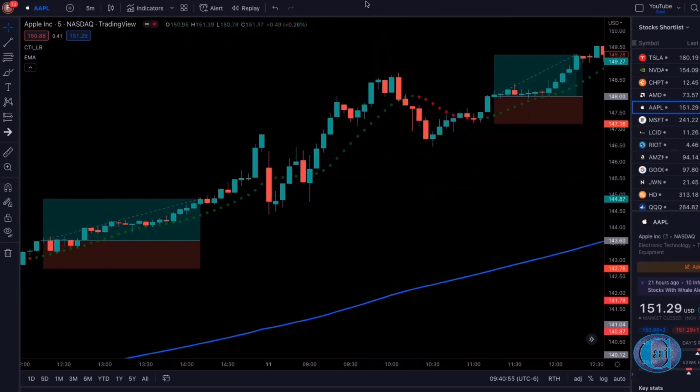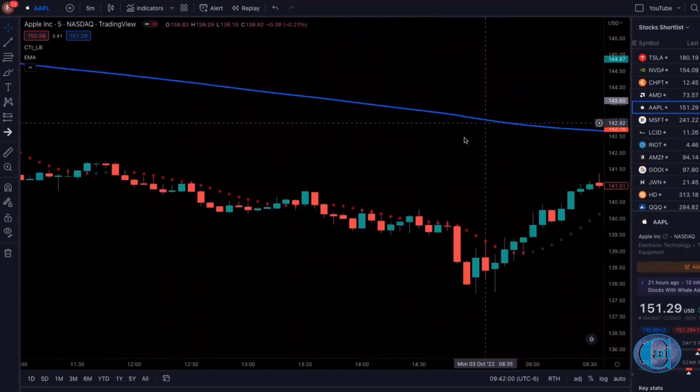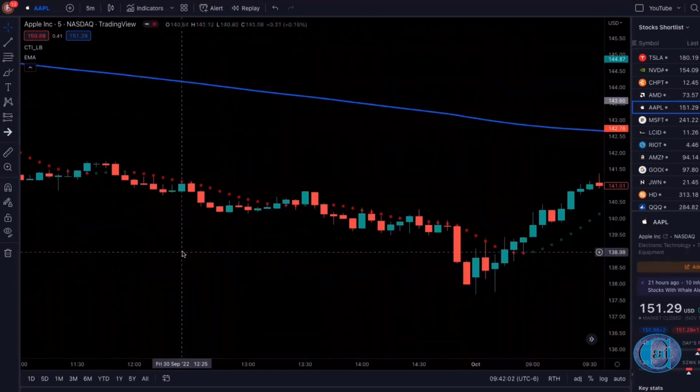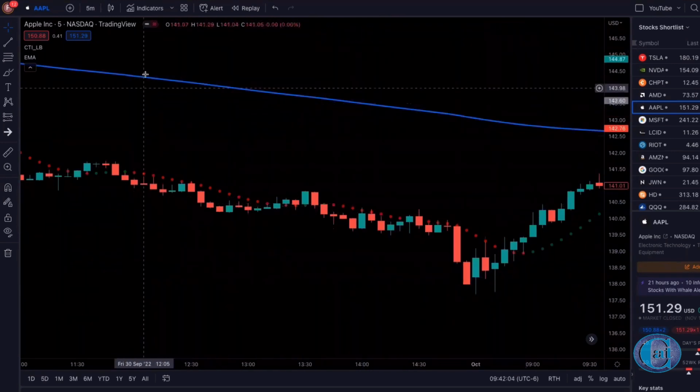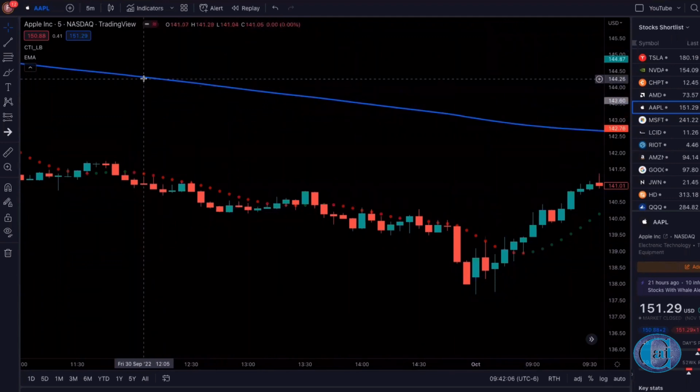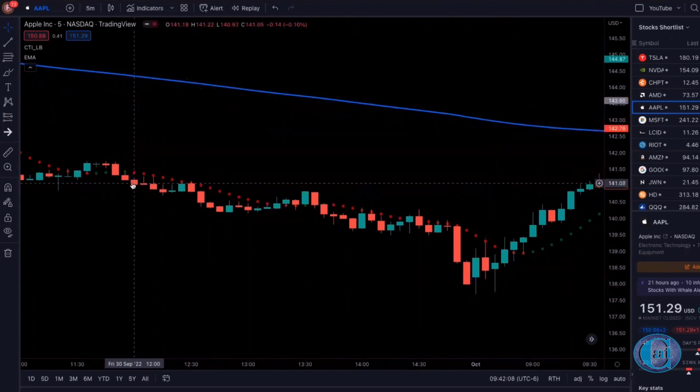Now, let's go ahead and take a look at some short examples. All right, so here are some examples of some short trades. So you see the price action is below the 200 EMA. Now you're looking for red dots, not the green dots. You're looking for red dots. So this would be the trigger candle. This would be the entry candle.